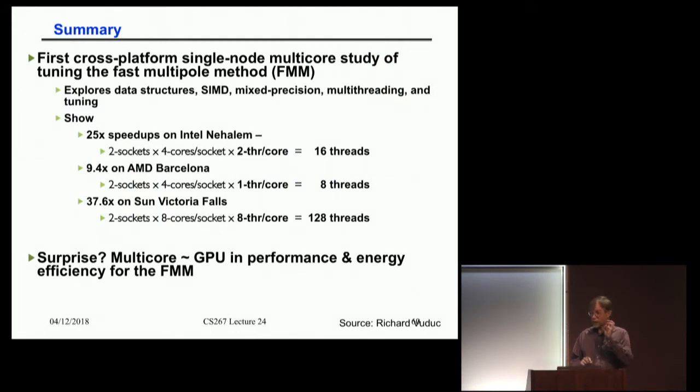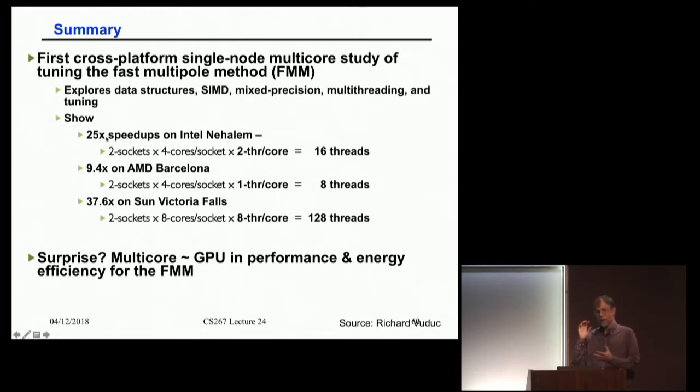So they tried this on 3 different multi-core platforms and a GPU. The Intel Nehalem, AMD Barcelona, and a Sun Victoria Falls. And what were the speed ups that they got? In the case of Intel Nehalem, this was a 2-socket platform. There were 4 cores per socket, and you could run up to 2 threads per core, which means 16-way parallelism was possible. They got a speed up of 25. Where did that come from? I'll do the breakdown later.